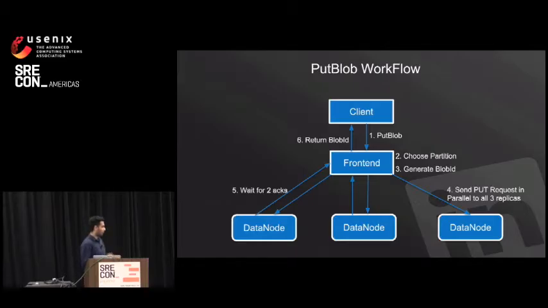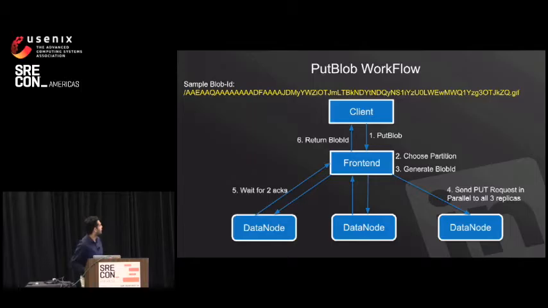Now you may wonder about the third write that is sent. In case the third write fails, replication will take over and the blob will be replicated onto the third node straight away. You don't have to worry about it. And as I said, the blob ID is an alphanumeric value. It looks something like this.